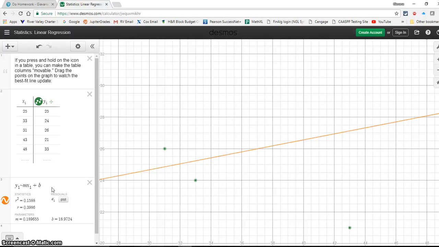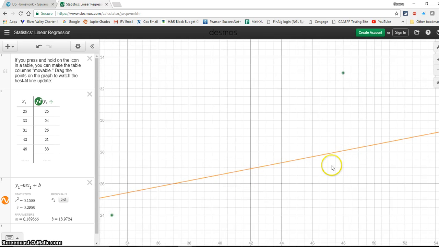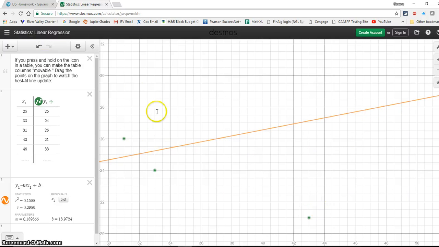Remember, they asked us to round to the nearest hundredth. So I'm going to be rounding this to 0.19 for the slope. So I'm going to write y hat equals 0.19x plus 18.97, since this y-intercept is 18.97 when rounding to the nearest hundredth. And look at also right here, there's the correlation coefficient. So this is kind of weak. It's 0.4. It's not that strong of a line, but that's because our data are far away from each other, right? They're far away from this line. They're not as close to the line. But out of this set of data, this is the best fitting line we can come up with.